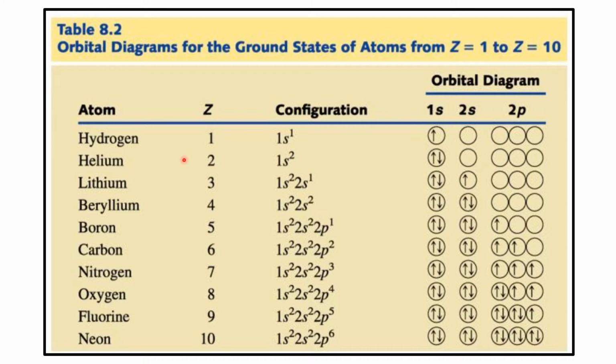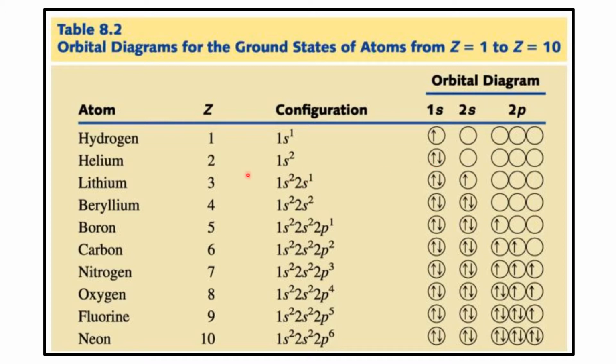Now, let's see the electronic configuration of the next element after hydrogen. It is helium, atomic number is 2, and its electronic configuration is 1s2. And these two electrons are present in the first orbit, s orbital. Here you can see that there are two electrons. One is moving in a clockwise direction and the other one in the anti-clockwise direction.